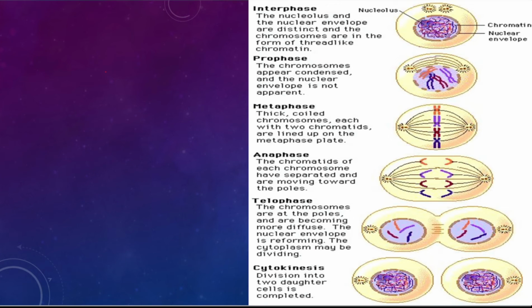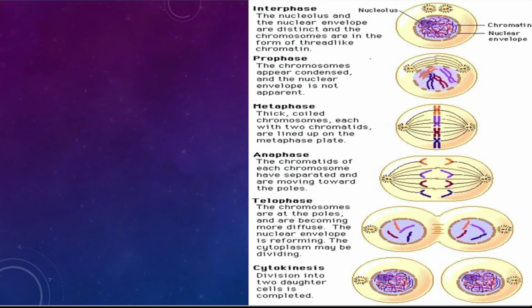Here all the phases of mitosis are given. Interphase, I have already explained. What else happens in interphase? The nucleolus and the nuclear envelope are distinct, and the chromosomes are in the form of thread-like chromatin. But what happens after interphase in M phase? M phase is divided into phases: prophase, metaphase, anaphase, telophase, and cytokinesis.